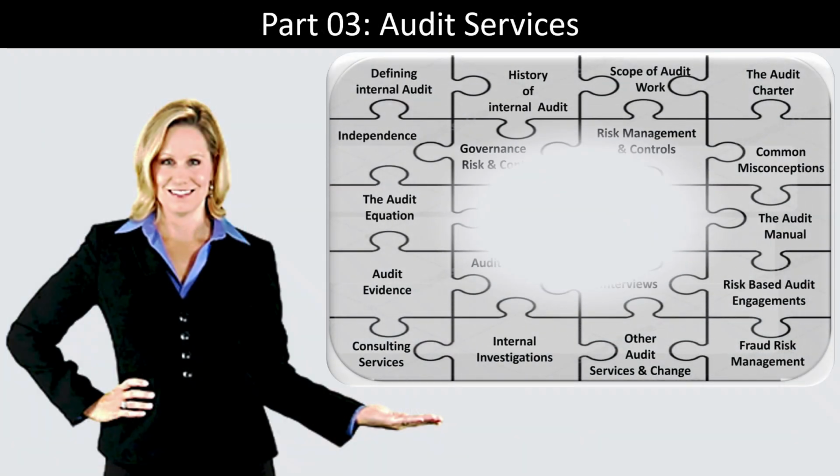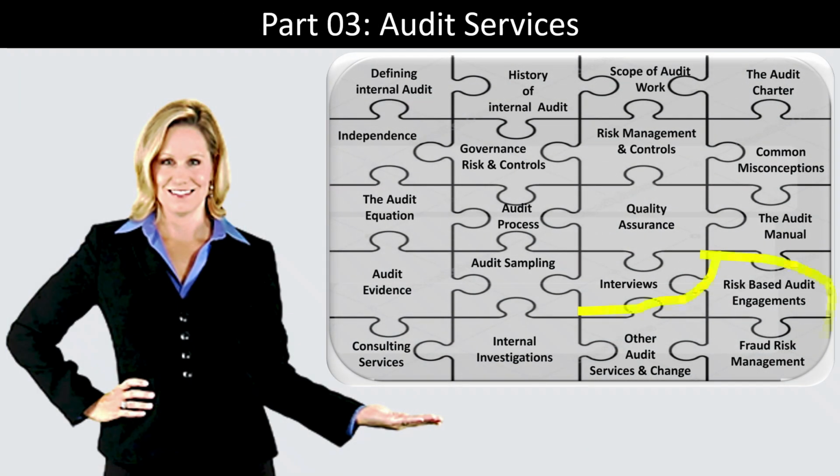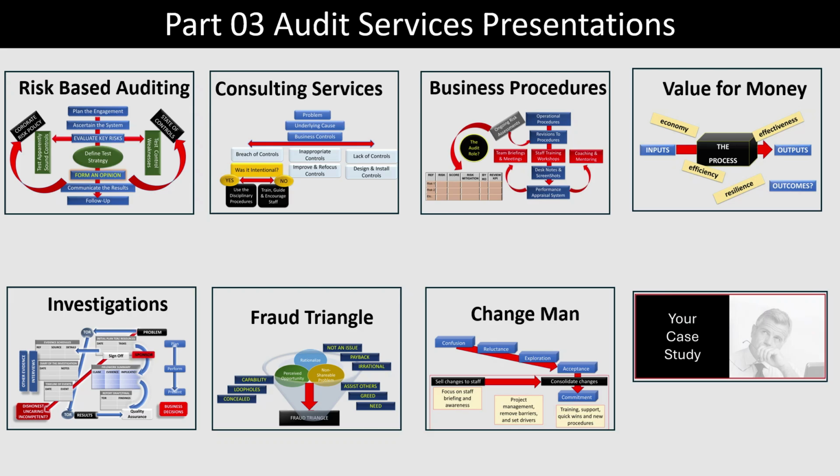You will have covered quite a bit in parts 1 and 2, which sets the groundwork for doing professional audit work. Now it's time to get into this idea of doing the actual job by covering some of the important types of work internal auditors are expected to perform during their careers. Part 3 covers an overview of risk-based auditing, consulting services, business procedures, value for money, internal investigations, the fraud triangle, and change management, and finally your case study. Let's start with a few questions from Diane.